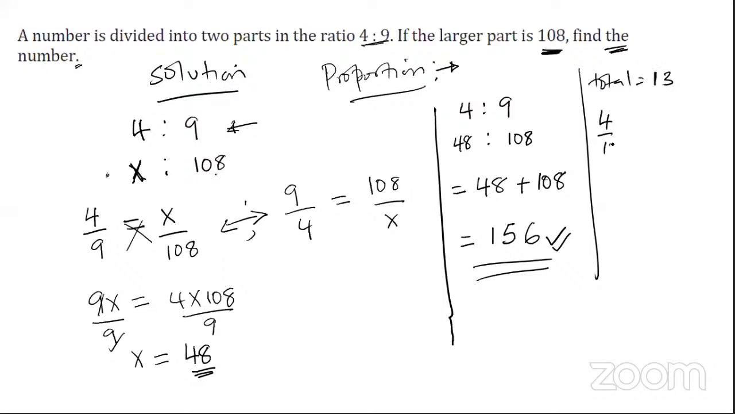So when you get 4 out of 13 times 156, okay? What do you get here? We should be able to get 48. You try to work out this one. Then also when you get 9 out of the 13, 13 is our total ratio, times 156, your result should be able to get 108. Now, why am I trying to bring out these proofs here?